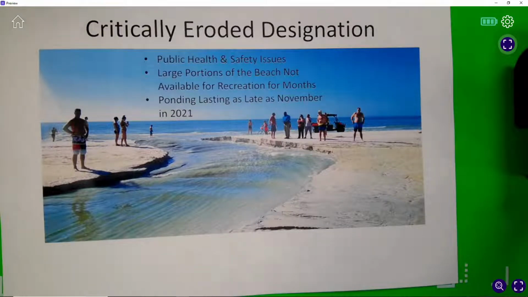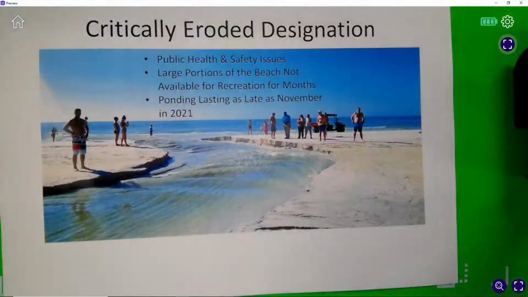I haven't done any bacterial readings, but it would seem to be a public health and safety issue for people with open cuts on their feet. In addition, large portions of that beach are not available for recreation during those months. And this ponding did last until late November, I believe almost until Thanksgiving last year.